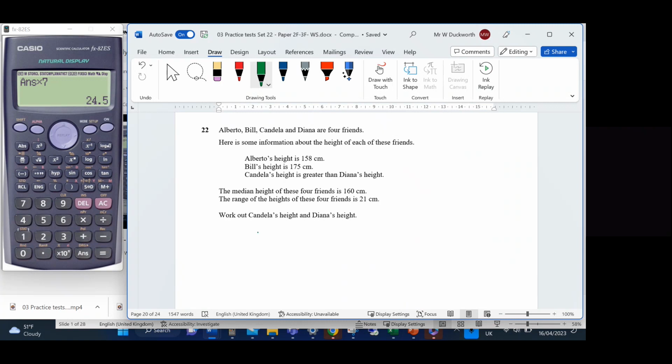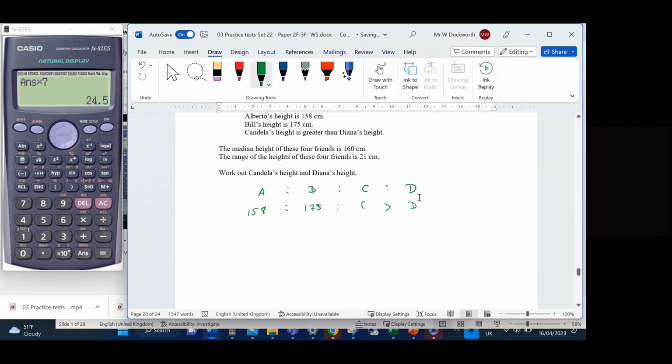So what I'm going to start with is to say, let's say A, B, C, and D. We've got the 4 friends, and I'm going to put some information about their heights. So A is 158, B is 175, and that's really all I can put in at the moment. I know that C's height is greater than D's height, so C has to be greater than D. But essentially, that's all I can put in for now. So the next thing I'm going to look at is their positions.